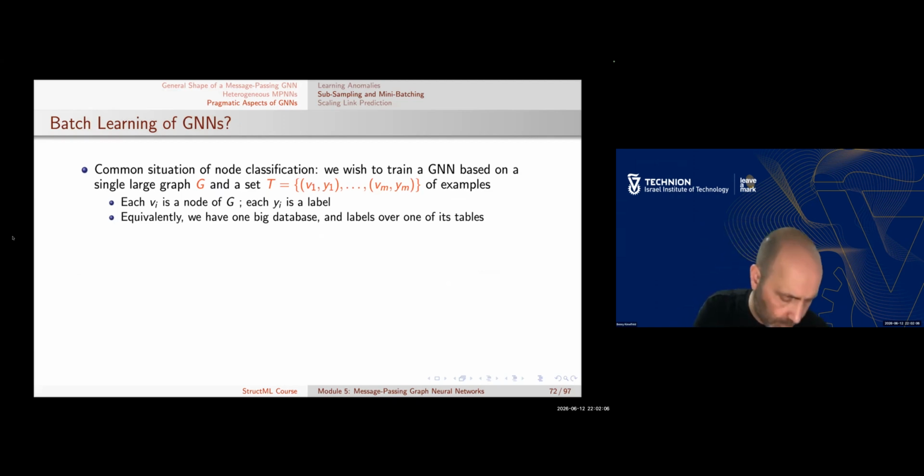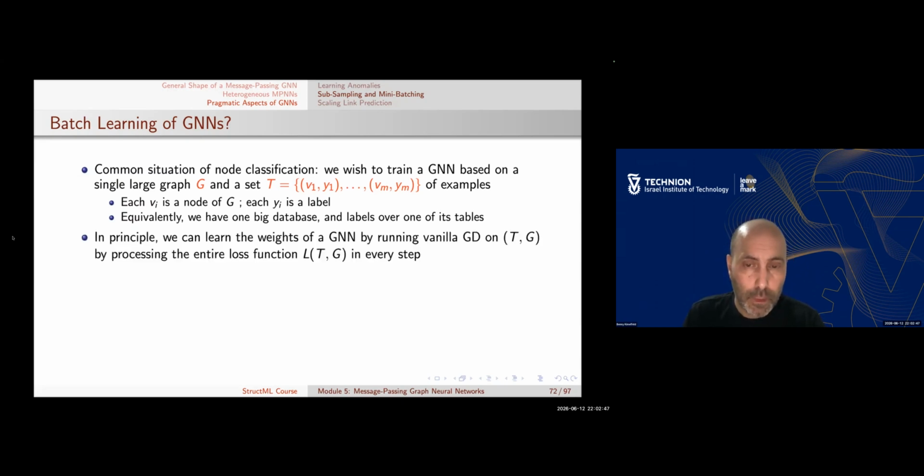Okay, so we have this situation of a single graph G, one big graph, and our training is a set of nodes along with their labels. So we think of node classification. It's a very standard situation. It arises, for example, if you have one big relational database, and your task applies to one of the tables. So you have several tuples along with their edges for your training, and the entire full database is there for computing the GNN, basically.